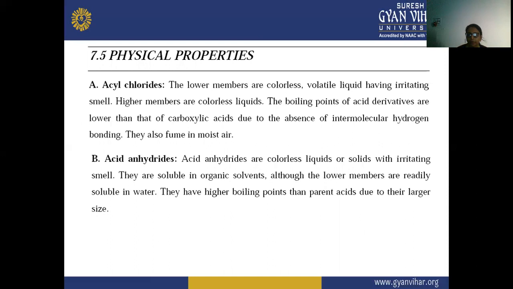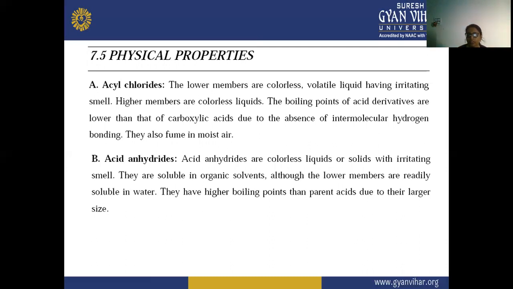Next is the physical properties. So what are the properties of this acyl chloride? In this case, the acyl chloride, the lower members are colorless, volatile liquids having an irritating smell. Higher members are colorless liquids. The boiling points of acid derivatives are lower than that of carboxylic acid due to the absence of intermolecular hydrogen bonding, and they also fume in moist air.